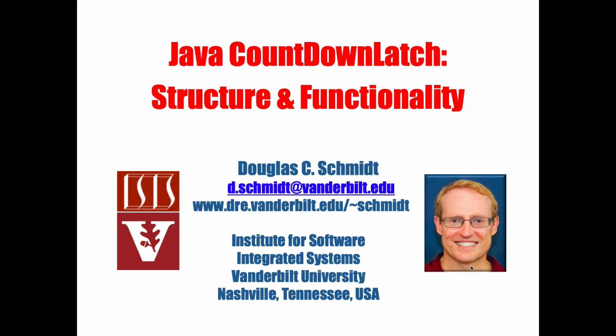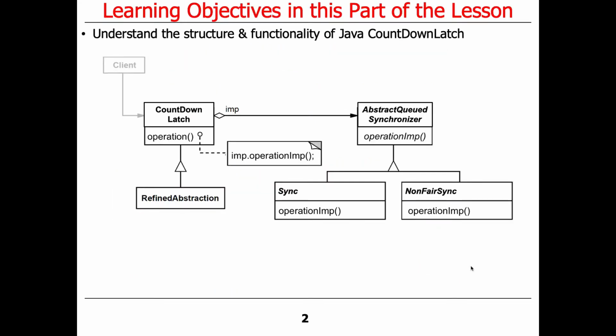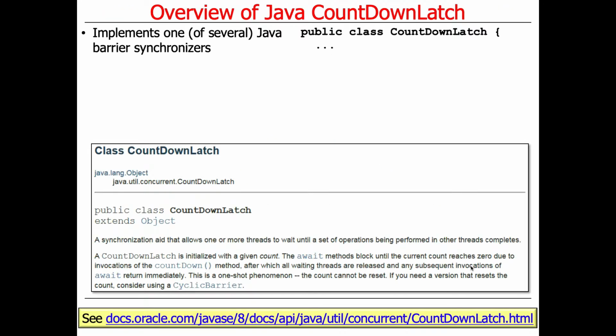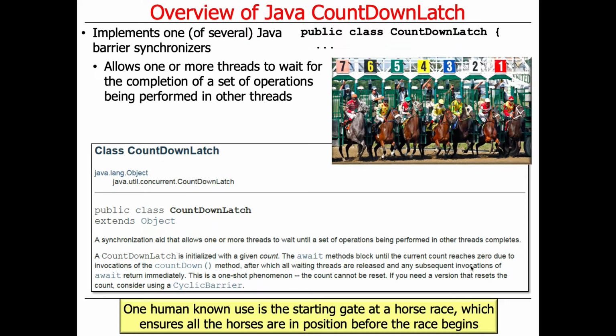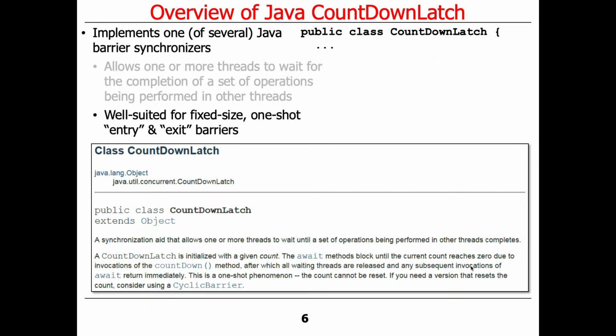All right, let's start by talking about the structure and functionality of the countdown latch. A countdown latch implements one of the several Java barrier synchronizers. It's the simplest one. It allows one or more threads to wait for the completion of a set of operations being performed by other threads. A good example is the starting gate in a horse race, where you have to wait for all the horses to be in position before the race begins.